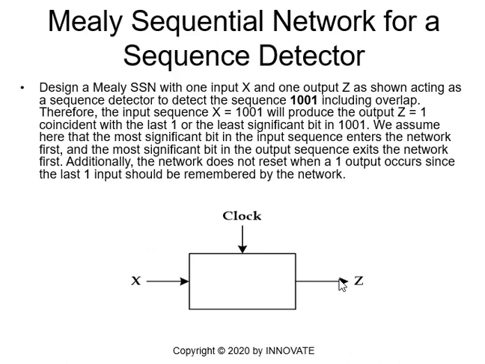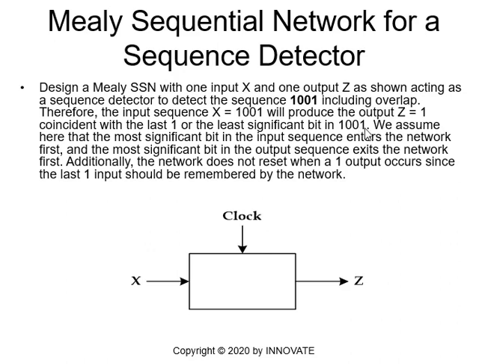The first example, we will talk about a Mealy sequential network sequence detector. Design a Mealy synchronous sequential network, one input X and one output Z as shown in the block diagram here. We have one input X and one output Z, and we have the clock to synchronize the flip-flops. And as shown, it acts as a sequence detector to detect the sequence 1001, including overlap. Therefore, the input sequence 1001 will produce the output Z equal to 1, coincident with the last 1 or the least significant bit in 1001.